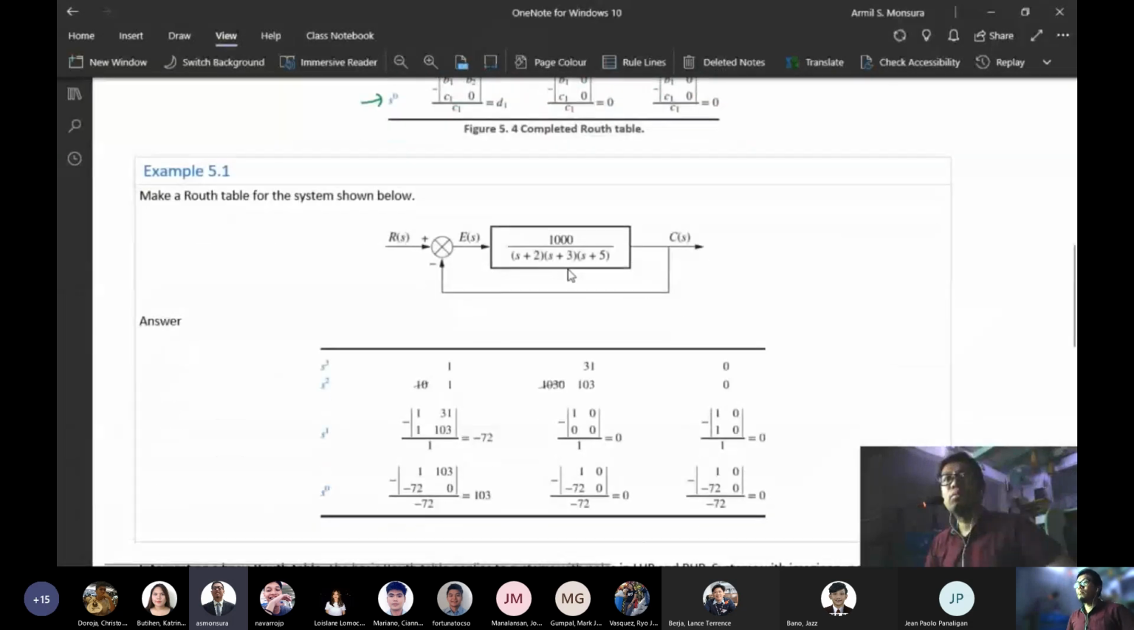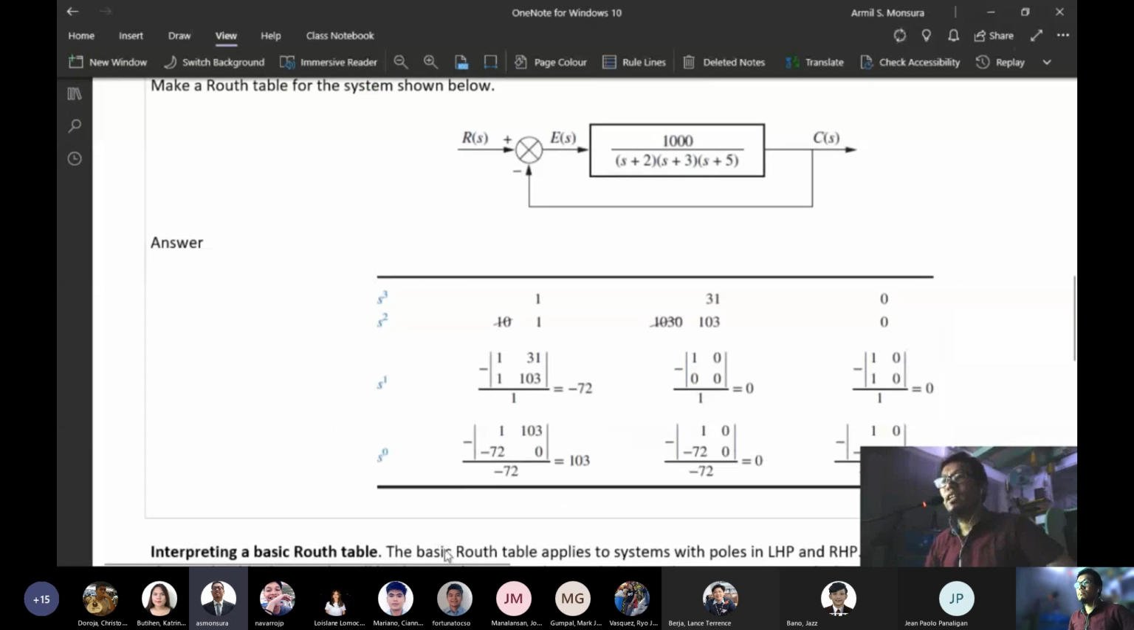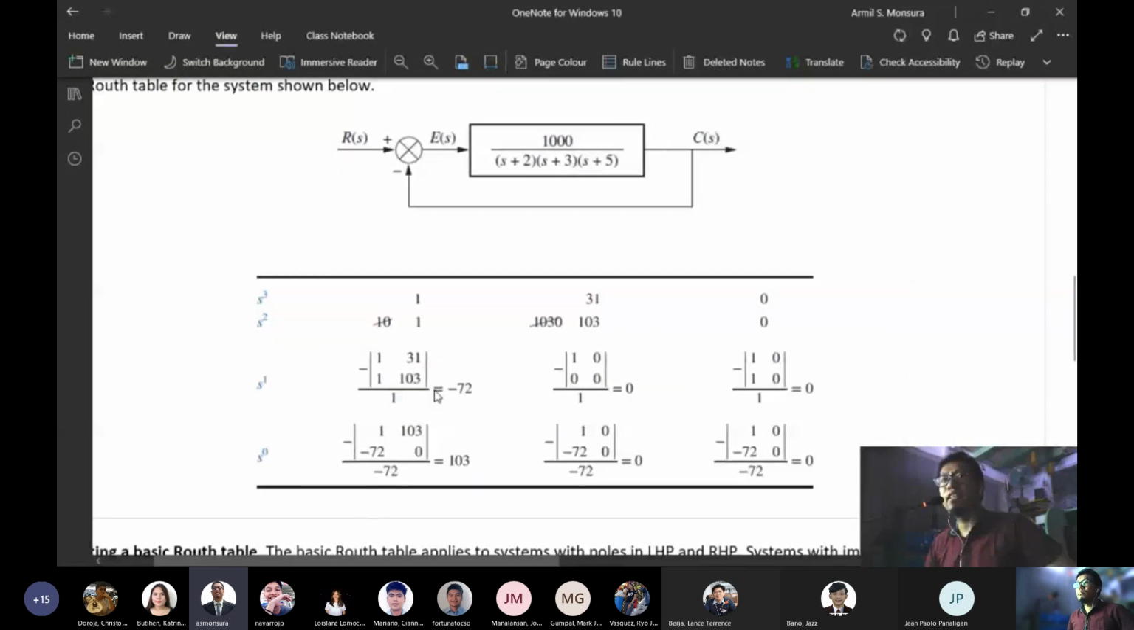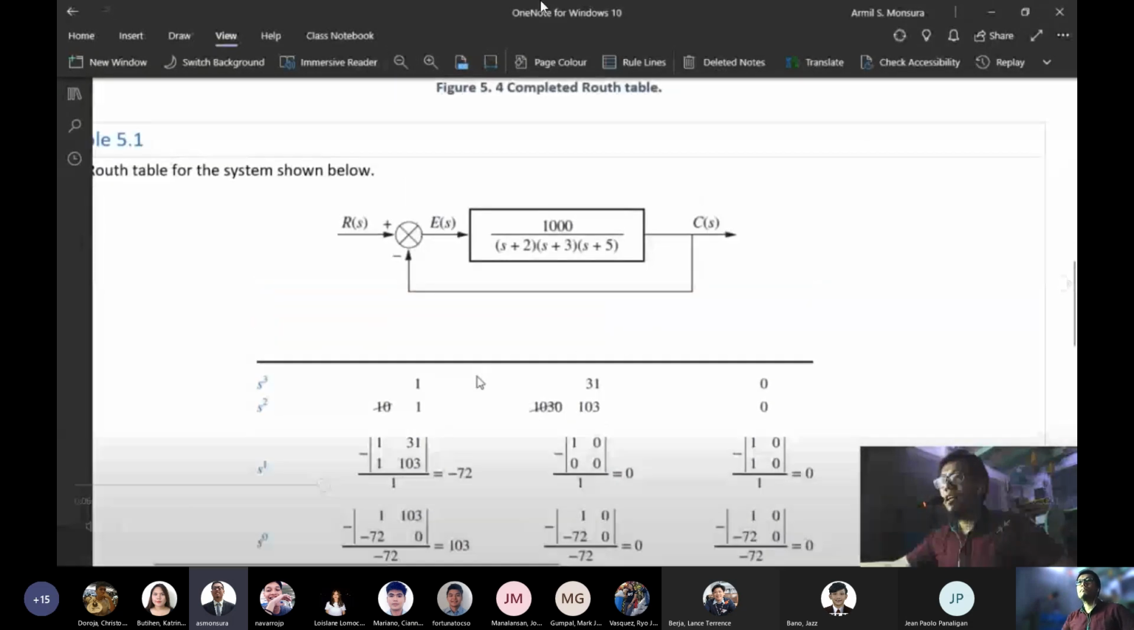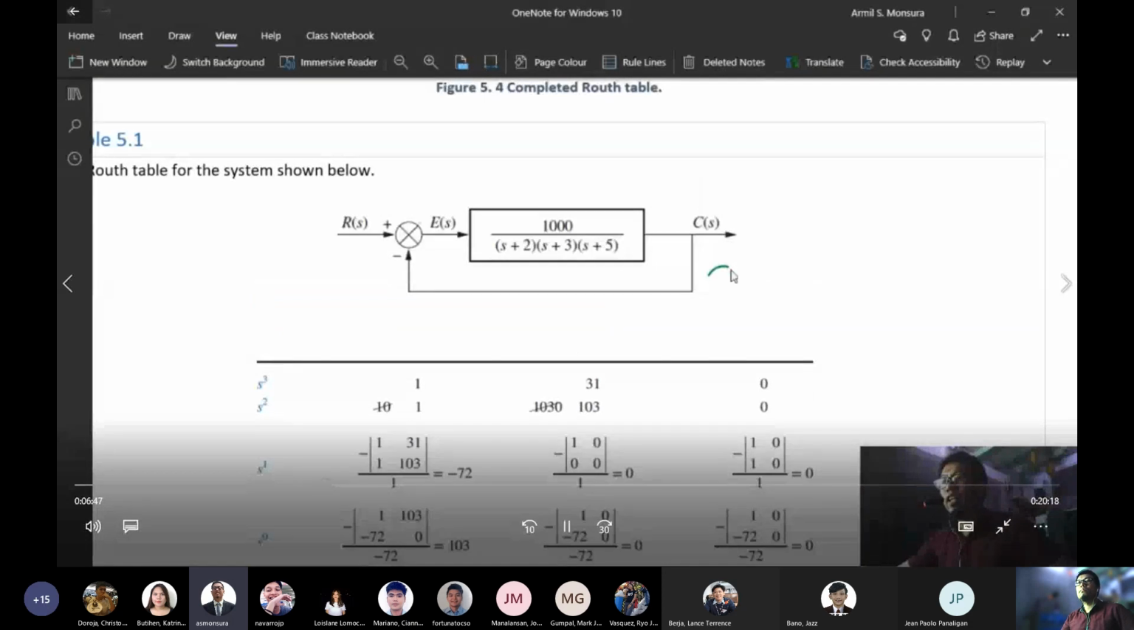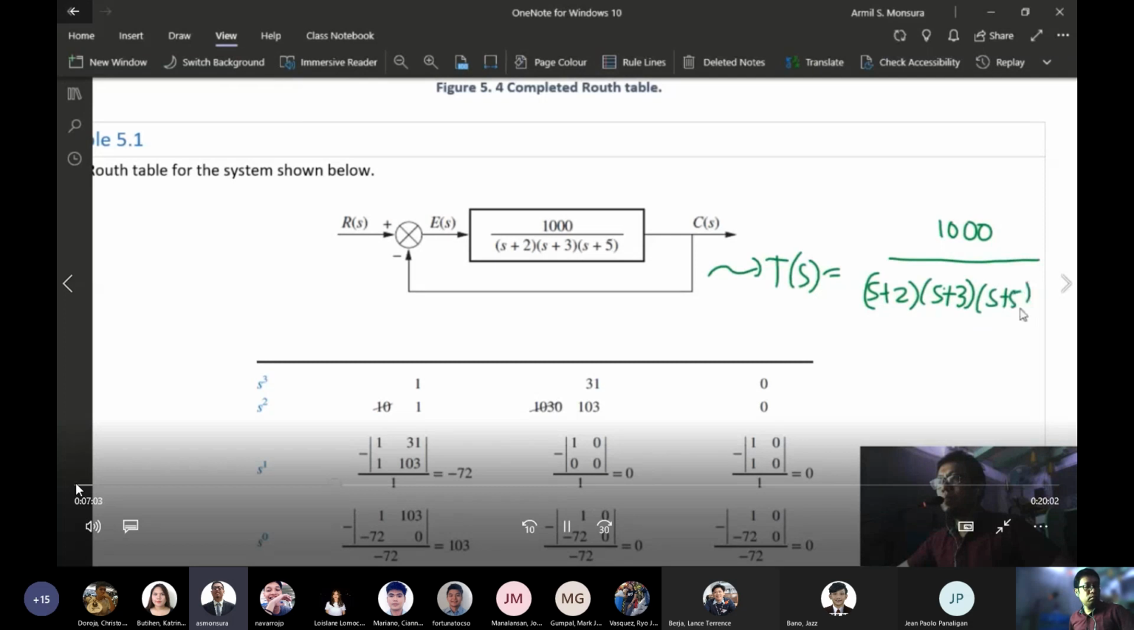Okay. So, first, i-express natin siya as a closed loop transfer function, which in this case this should be T of S equals 1000 over S plus 2 times S plus 3 times S plus 5 plus 1000.